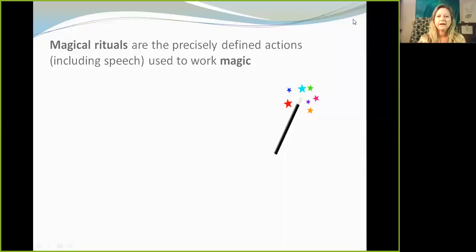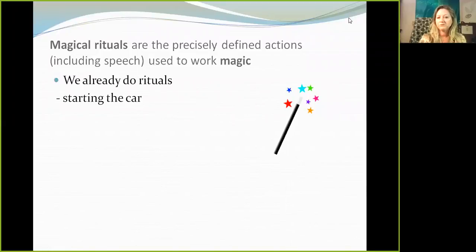Magic rituals are precisely defined actions, including speech, that are used to work magic. We already do rituals. We do things like starting the car. When you first start the car in the morning, or in the evening, you get in, you shut the door, you put the seatbelt on, you start the car, you adjust the sound of the radio, you adjust the air conditioning if you've got it on. These are set actions that you do again and again and again.